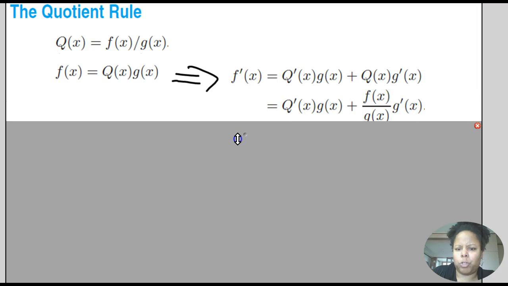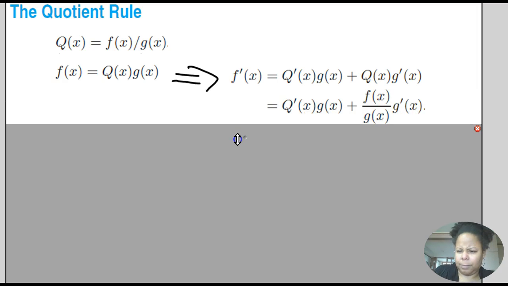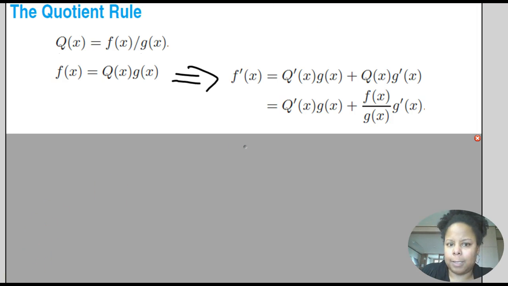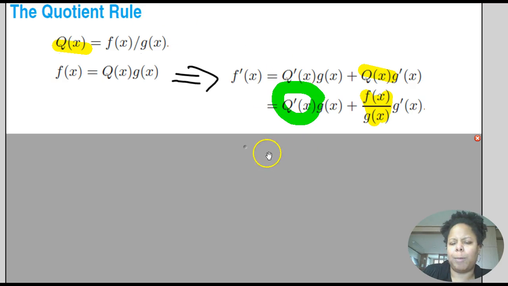And if I want to change q of x into what q of x is equal to, which is f of x over g of x, it looks like this. And remember, we're trying to figure out what q prime of x is. We're trying to isolate this, so let's isolate q prime of x.